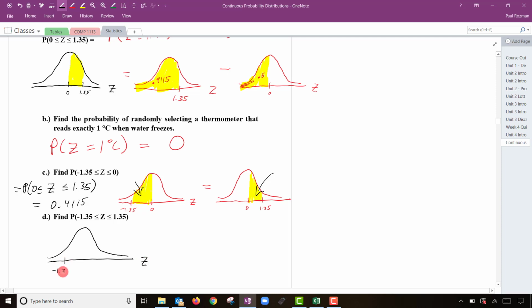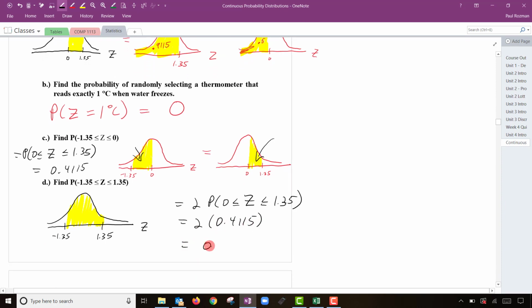Again, what's the probability of choosing one that's between negative 1.35 degrees Celsius and positive 1.35 degrees? Well, it's just double the other one. So 2 times 0.4115, which is 0.8230.